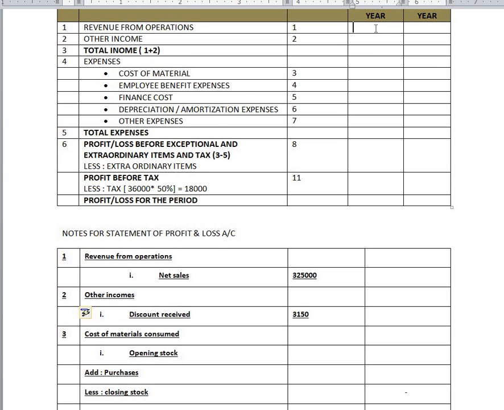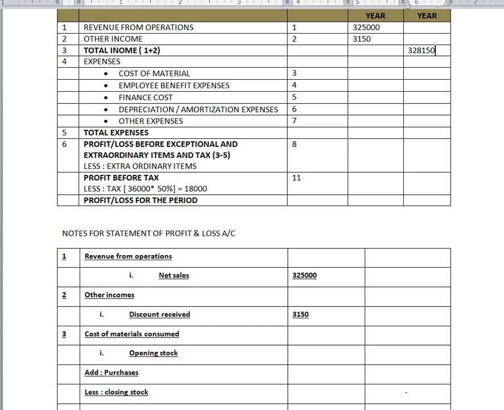So just write 3,25,000 and 3,150. So when you add 3,25,000 and 3,150, the answer you are getting will be the total income, isn't it? So you can just add it and write it as 3,28,150.